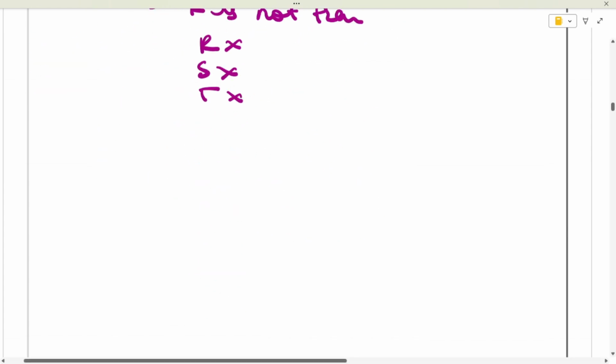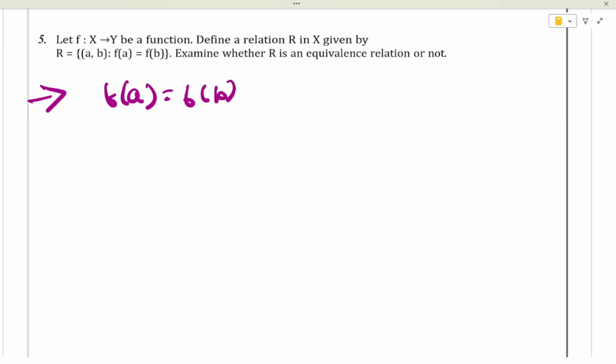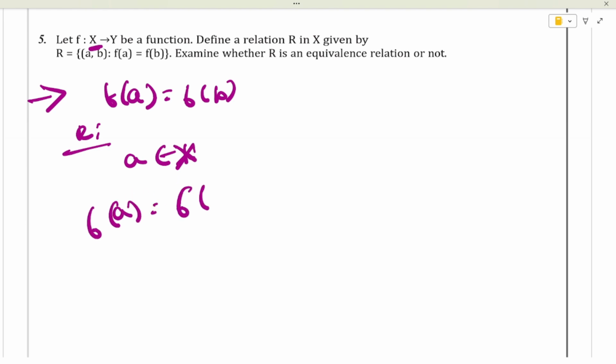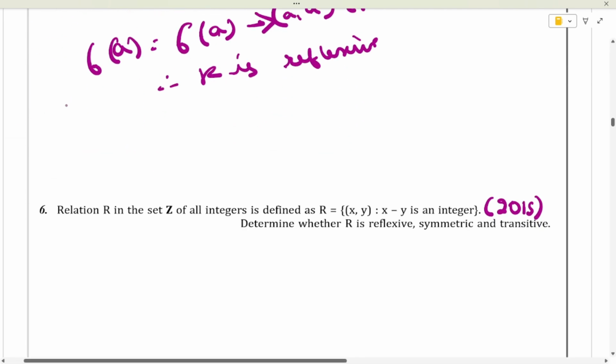Now for the next, the fifth question, they have given f of a is equal to f of b. Whether it is an equivalence relation or not, we have to show. For reflexive, consider for all a belonging to X, where X is the domain of the function they have given. Now if you take a, f of a is equal to f of a. That means a comma a will belong to R, so you can say that it is reflexive. Next, let's consider symmetric.